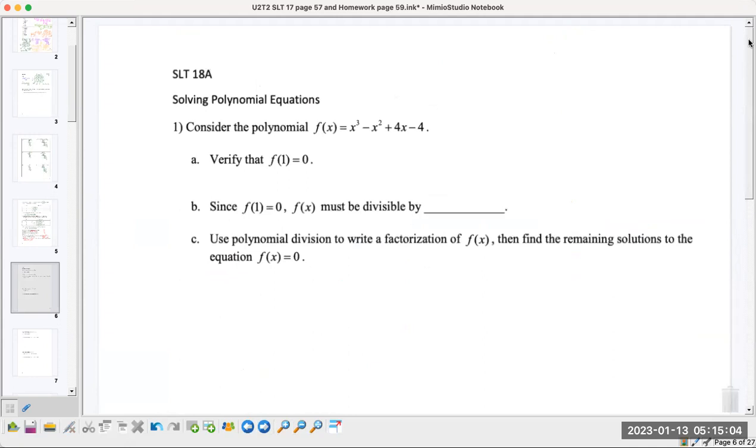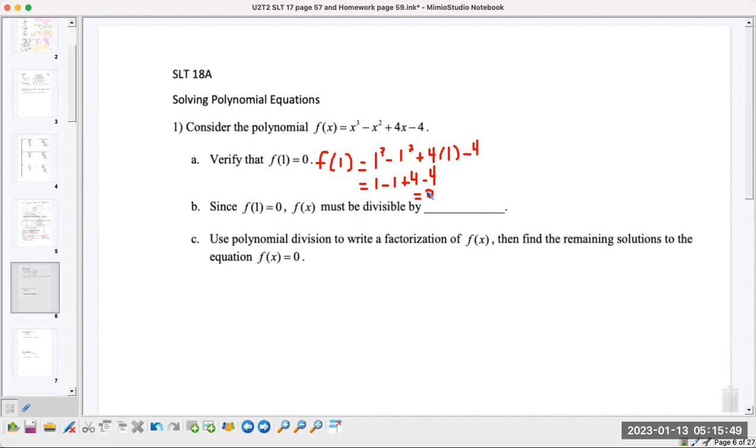All right, consider this polynomial. And verify that f of 1 equals 0. So again, you are just going to evaluate. You're going to plug in a 1 wherever you see x. So that's 1 cubed minus 1 squared plus 4 times 1 minus 4. And if I evaluate this, I get 1 minus 1 plus 4 minus 4. And I can verify that it does equal 0.